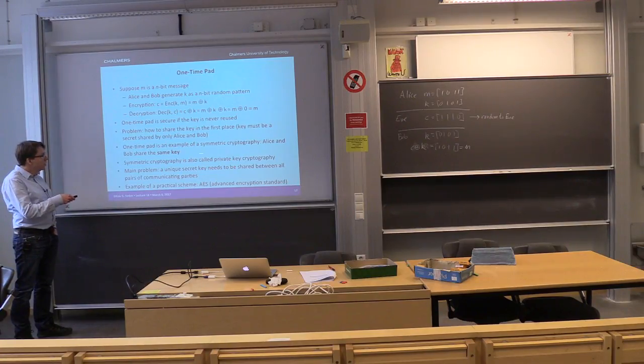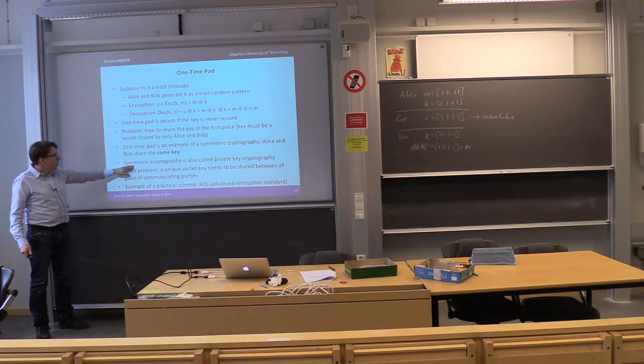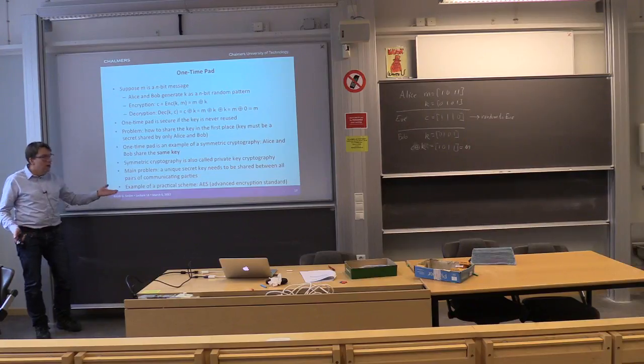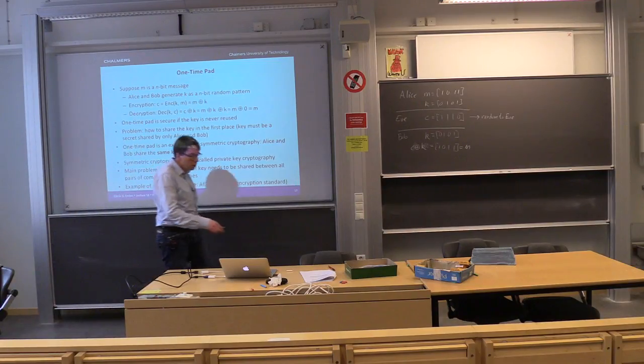One-time pad is a symmetric cryptography. Alice and Bob share the same key. Symmetric cryptography is also called private key cryptography. And the main problem is that we need to have this unique secret key, and it needs to be shared between all the pairs of communicating parties. So what does that mean?